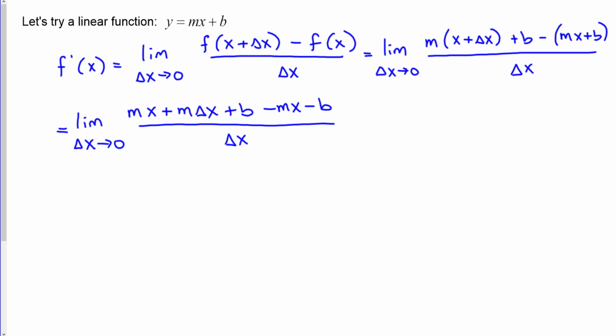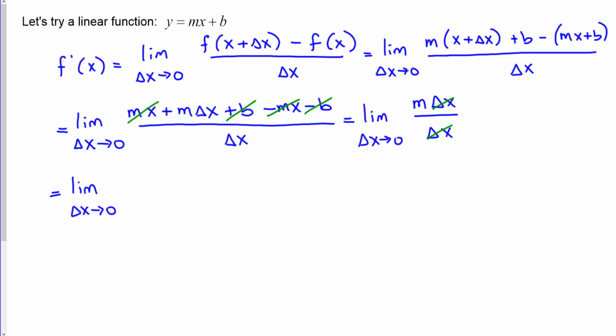Now, what you can see is a lot of things that cancel. And if you get a lot of things that cancel, you're on the right track. Negative mx, positive mx. Negative b, positive b. Those four terms cancel, leaving us with the limit as delta x goes to 0, m delta x over delta x. And I have a shared factor of delta x in the numerator and the denominator, which can cancel away. So now this becomes the limit as delta x goes to 0 of m.